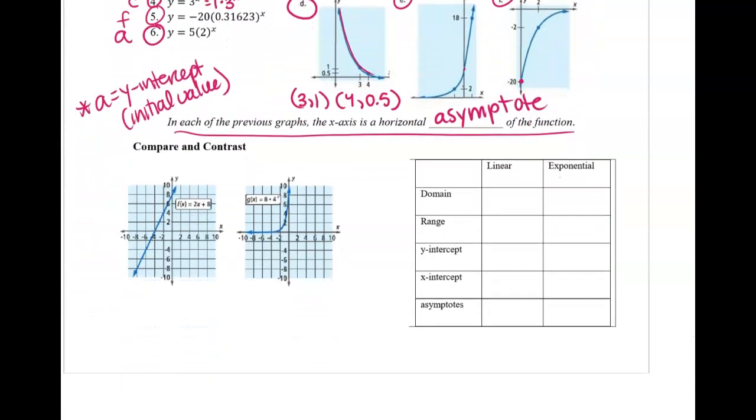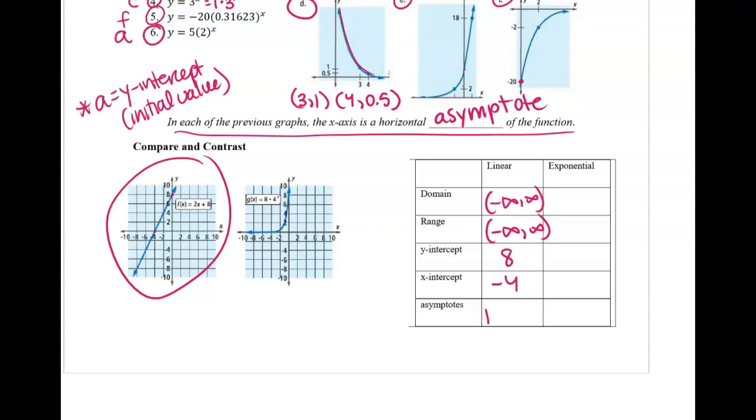So now if we compare and contrast, if we look at our linear function over here, the domain, left to right, x can be anything, so the domain is -infinity to infinity. The range, bottom to top, y can be anything, so -infinity to infinity. Y-intercept looks like it's 8. X-intercept is -4. Asymptotes, none. Lines don't have asymptotes.